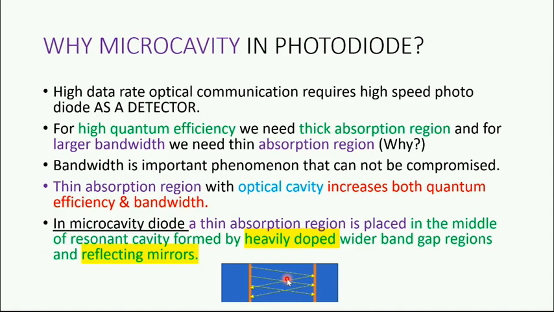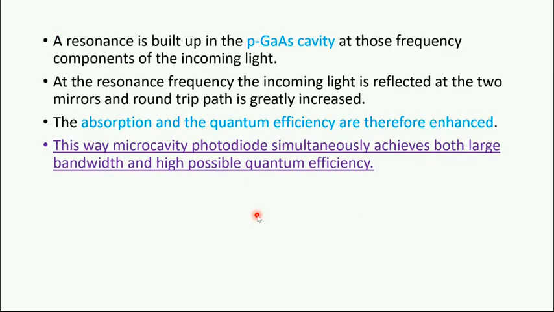I repeat, the depletion width is very small and fewer rays fall on the depletion region. But because of multiple reflection, more rays interact with the immobile carriers and generate more electron hole pairs, and more current will be generated. So it increases both quantum efficiency and bandwidth. That is explained here.